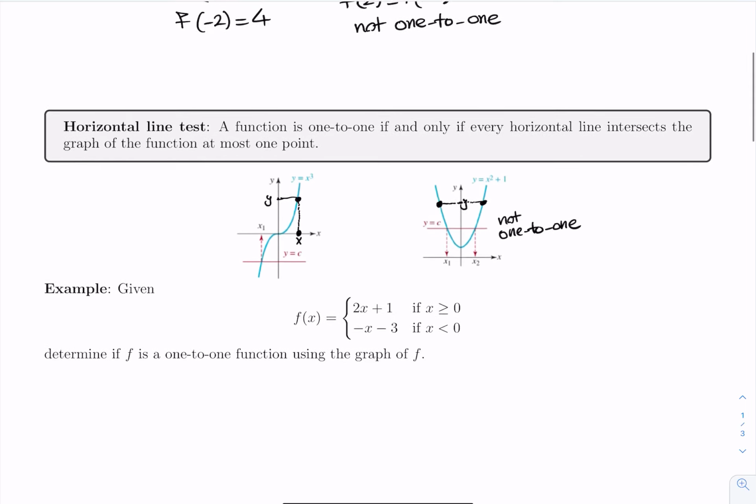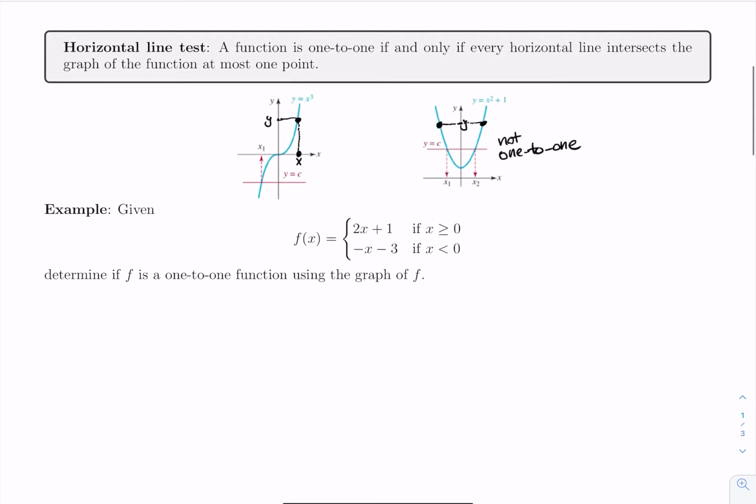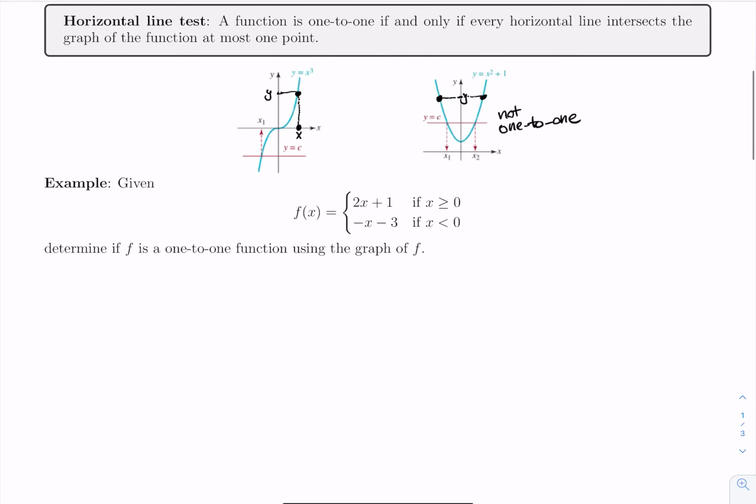Let's apply the horizontal line test to the graph of a piecewise defined function. In this example, f of x is 2x plus 1 if x is greater than or equal to 0, negative x minus 3 if x is less than 0. We would like to sketch the graph of this piecewise defined function.